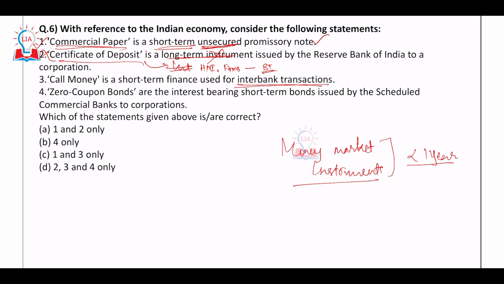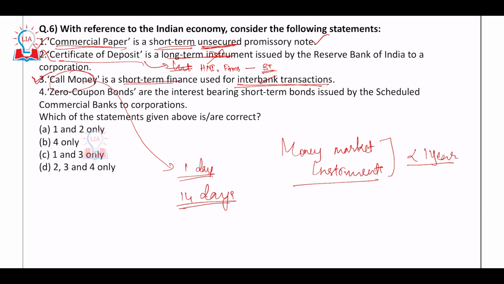Thirdly, call money is a short-term finance used by interbank transactions. One is call money, the other one is notice money. Call money market is applicable for only 1 day, or one night, whereas notice money is up to 14 days, but more than 1 day. So both are short-term finance and both are for interbank transactions. So 3 is right.